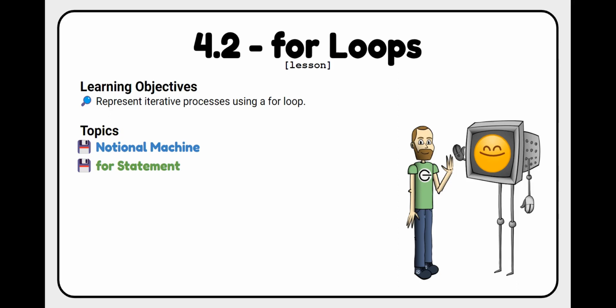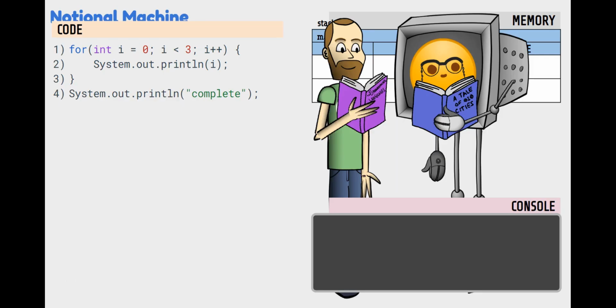Today we'll be talking about 4.2 for loops, another way to do iteration. Some of these examples might seem familiar, but believe me, that repetition is in there as a meta way to demonstrate iteration. We will be starting off with a notional machine. Read the 4 lines of code on the left and try to execute it as if you were the computer.